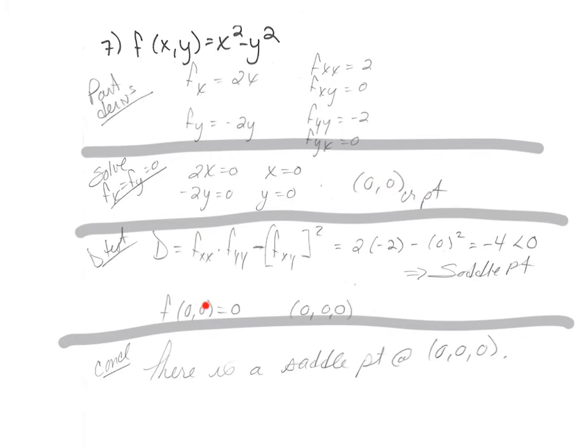We only have 1 to test, so we go ahead and test the D value, which is less than 0, so you get a saddle point, find the Z, and you're done. That's how quickly those problems can be done, but you've got to know the order of operations.